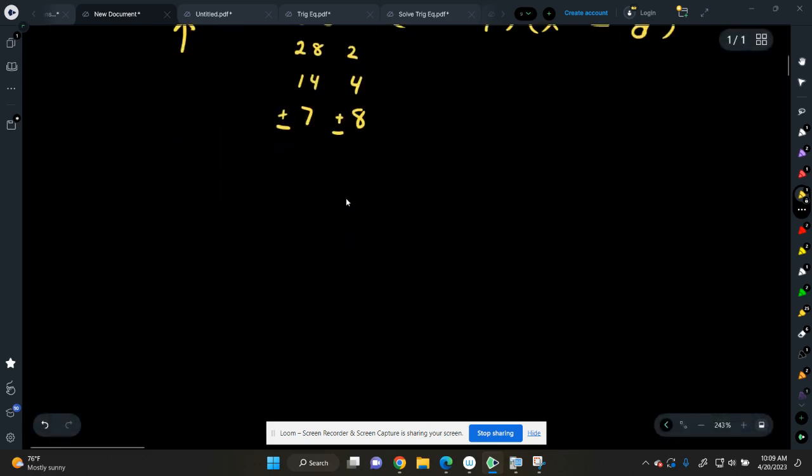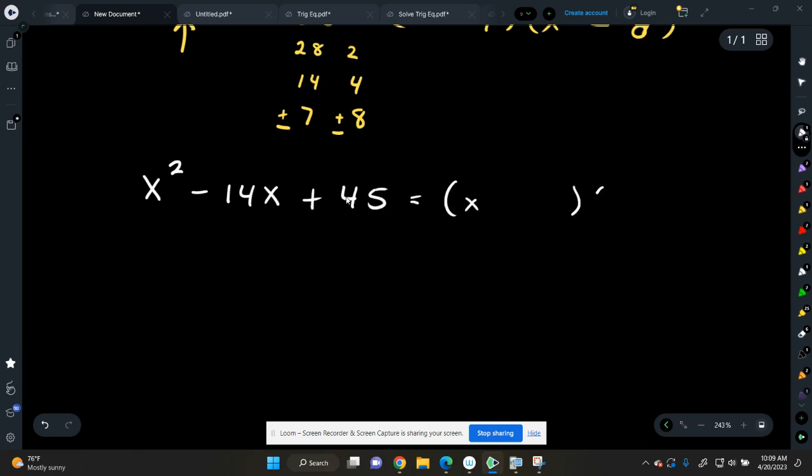One more and then I'll let you work on your worksheet. Say x squared minus 14x plus 45. I need two things that multiply to equal 45. It's either 1 and 45 or 5 and 9. Or it could be 3 and 15, right? Yeah.